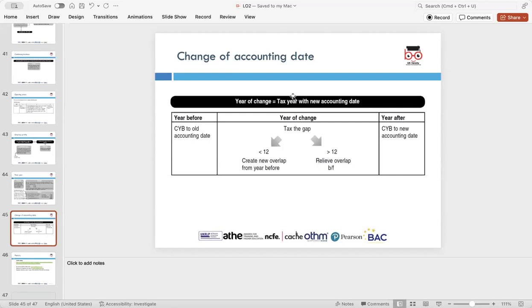If the gap between the old and new accounting date is more than 12 months, any overlap profits from the year before the change are relieved. So the process ensures that any overlap profits from the old accounting period are appropriately managed when transitioning to a new accounting period.